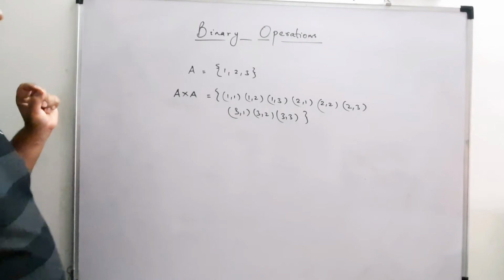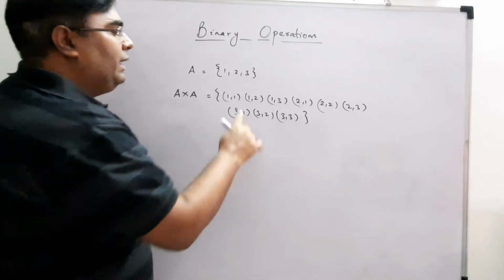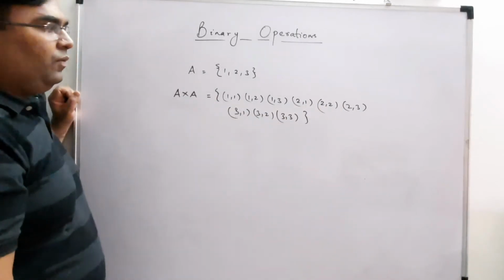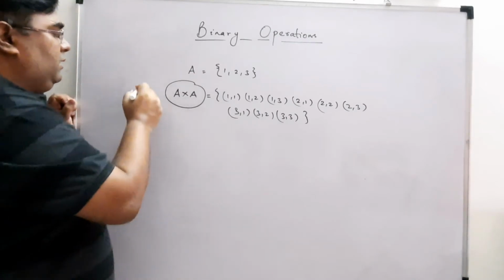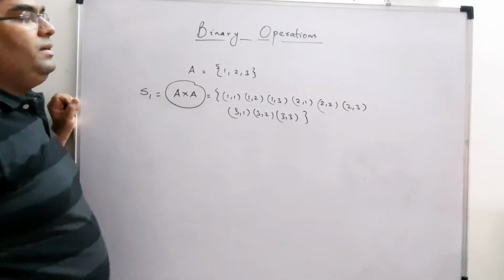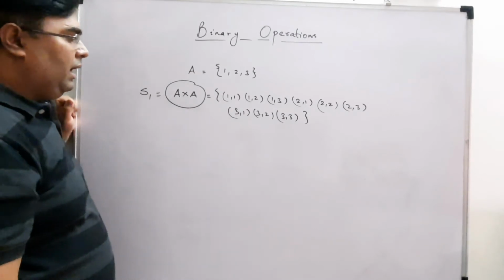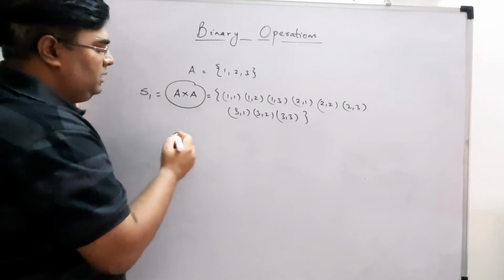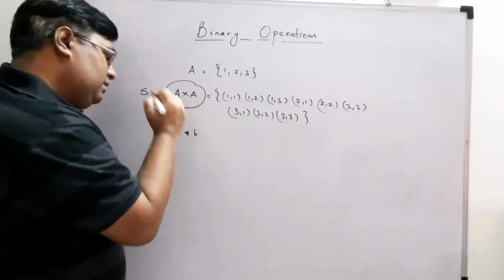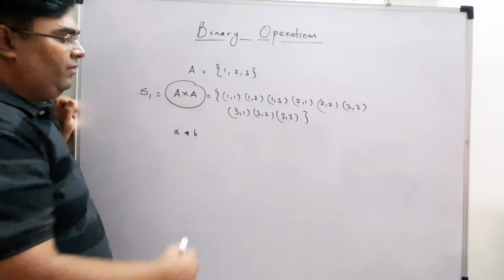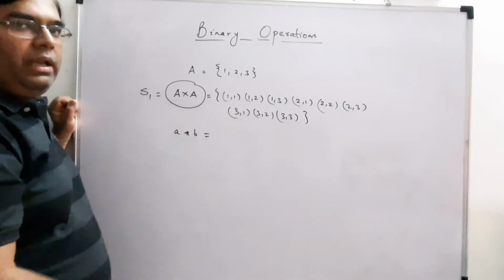Correct? So if you want to pick two elements from A, it is similar to picking any one pair from this. So we can say that we already have a set, this S1, from where we will pick our elements. And suppose this is a symbol which defines A star B: it will give you a number which is greater of A and B.